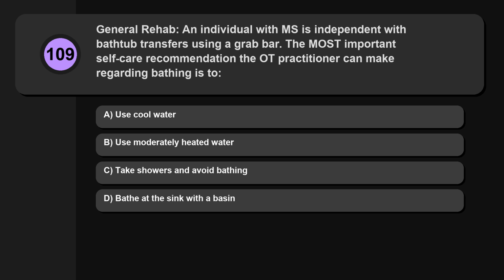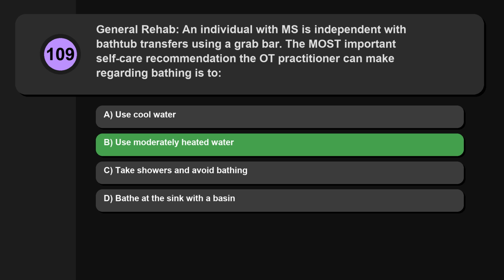Question 109. General rehab. An individual with MS is independent with bathtub transfers using a grab bar. The most important self-care recommendation the OT practitioner can make regarding bathing is to: Option A, use cool water. Option B, use moderately heated water. Option C, take showers and avoid bathing. Option D, bathe at the sink with a basin. The correct answer is option B.